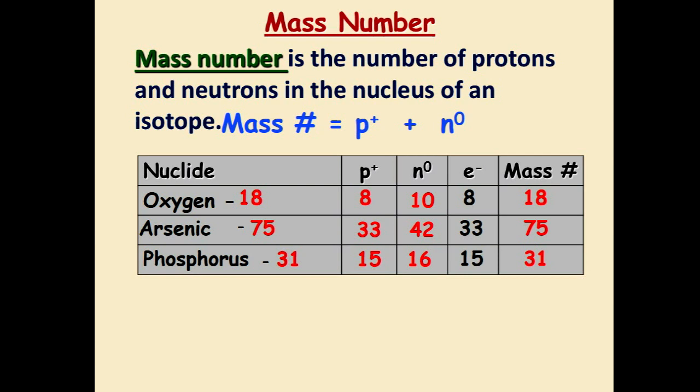Mass number. Mass number is the number of protons and neutrons in the nucleus of an isotope. Oxygen has 8 protons and 10 neutrons, so its mass number is 18. This is the isotope of oxygen. In the case of arsenic, there are 33 protons and 42 neutrons. That's why its mass number is 75.